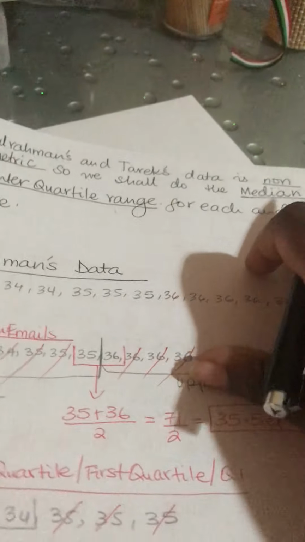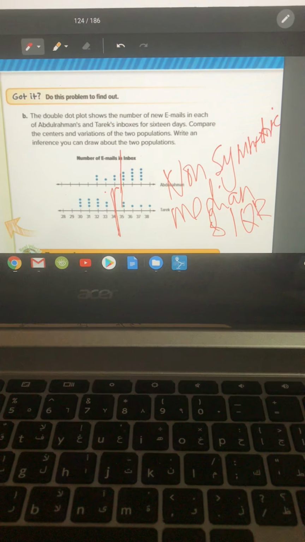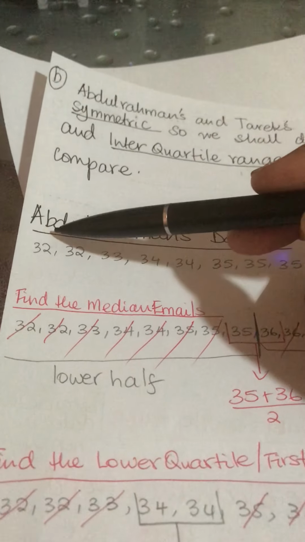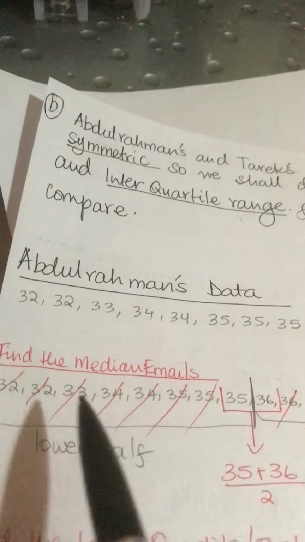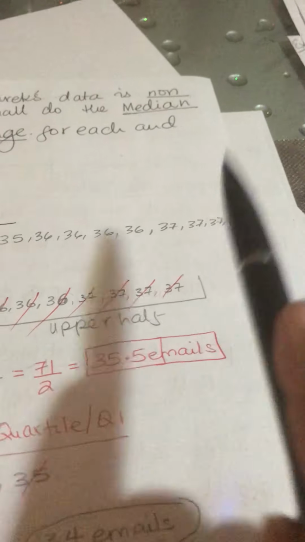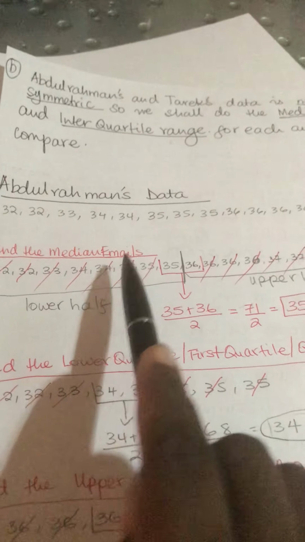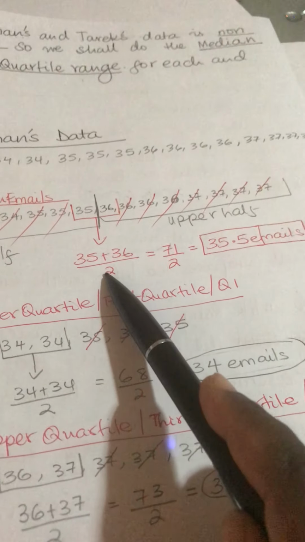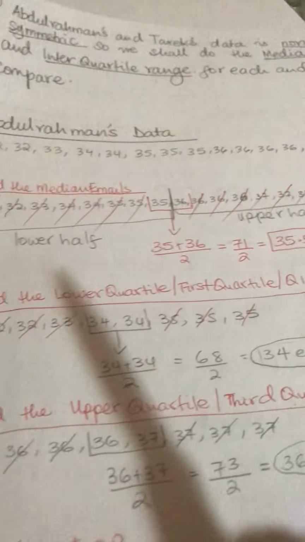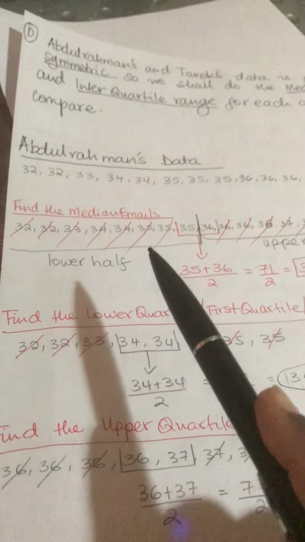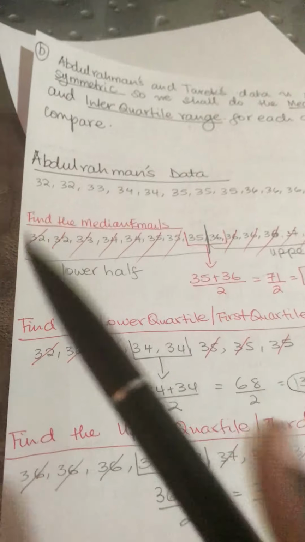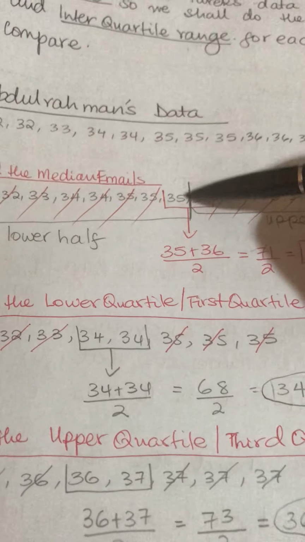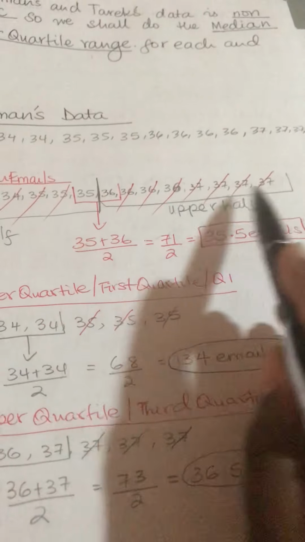Okay, so here, since it's a dot plot, I will need to get my data for Abdul Rahman and my data for Tariq. So here is Abdul Rahman's data. I wrote it out, all this. Then I found the median by crossing out. I have two numbers in the middle, and then I divided by 2. So here is my median. Because my data is non-symmetric, I needed to find my median and my IQR. Then I came here and I found my lower half and my upper half.